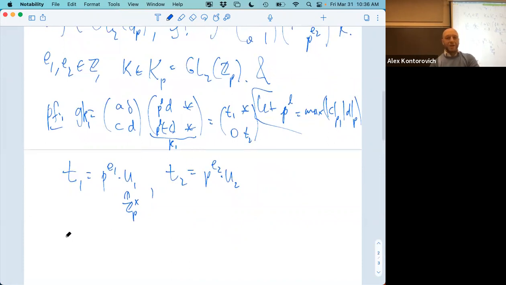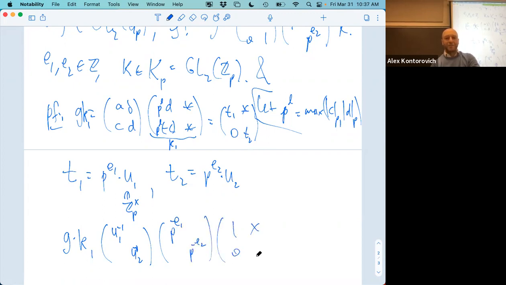If I take G and I multiply it by K1, and then I multiply by U1 inverse, U2 inverse, that will leave me with just P to the E1 and P to the E2. So if I multiply that by P to the minus E1, P to the minus E2, that leaves me with something that's upper triangular, equals something that's upper triangular with ones on the diagonal.